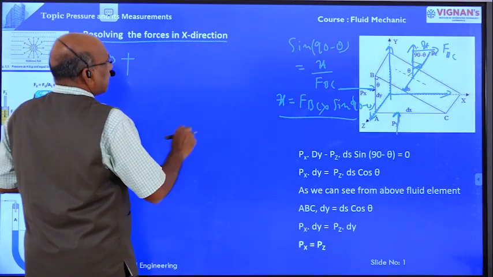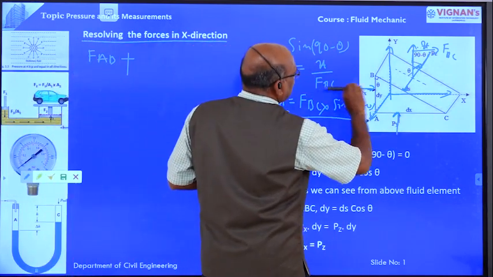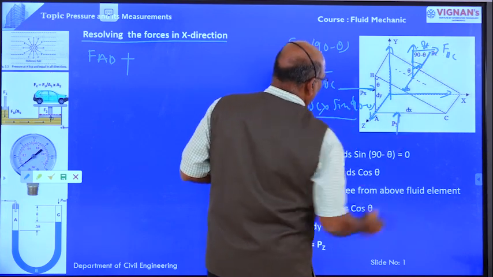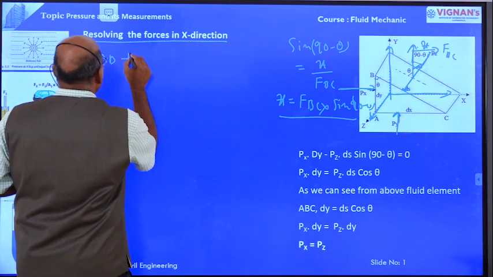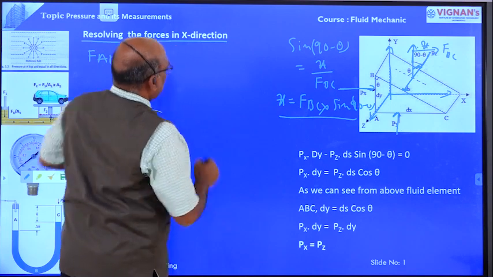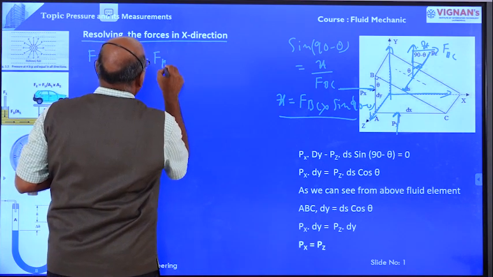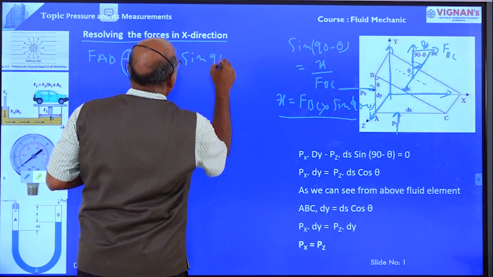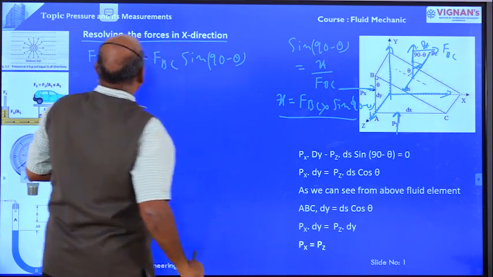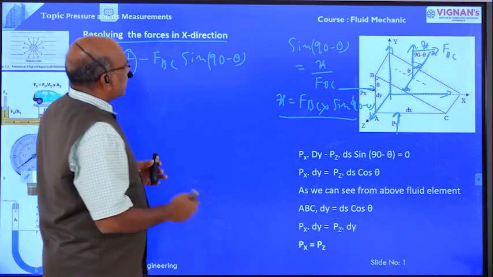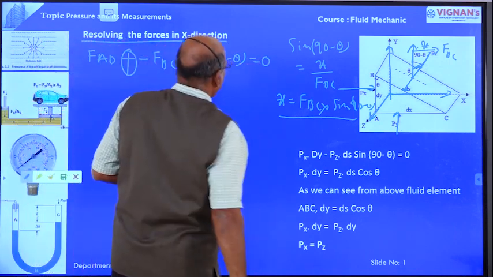This is the force acting in the x direction. But this force is acting opposite to the x direction. Therefore, this is not plus; FAB minus FBC sine 90 minus theta. This is the force acting in the x direction. Right? This is equal to 0.